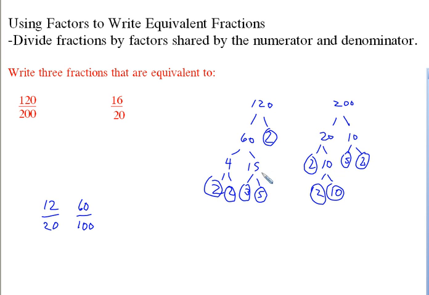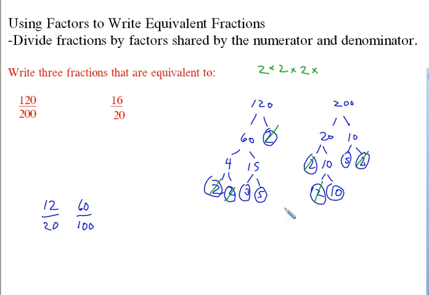So if I look here and count off which factors they share, do they share a 2? Well, yeah, they share a 2. So that's one thing they share. Do they share another 2? Yes, they do. Do they share another 2? Yep. Do they share a 3? No, they don't share a 3.